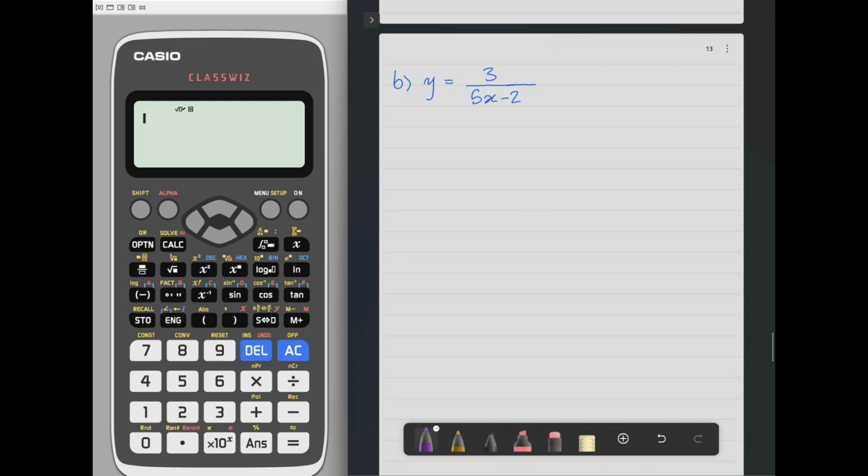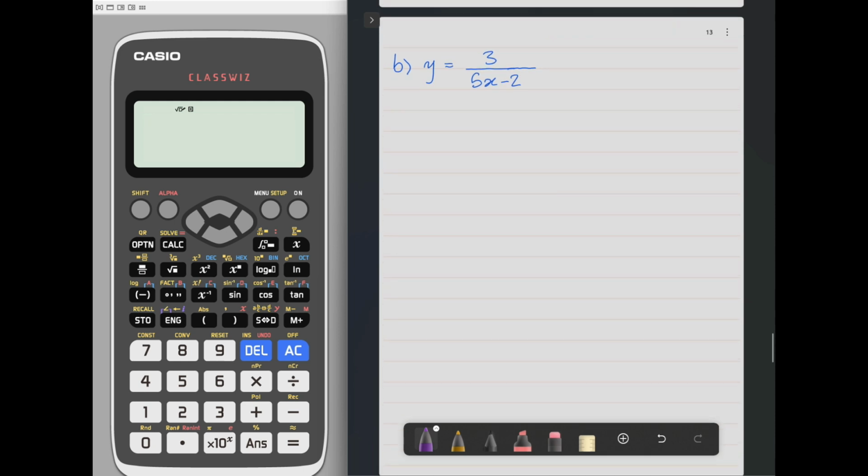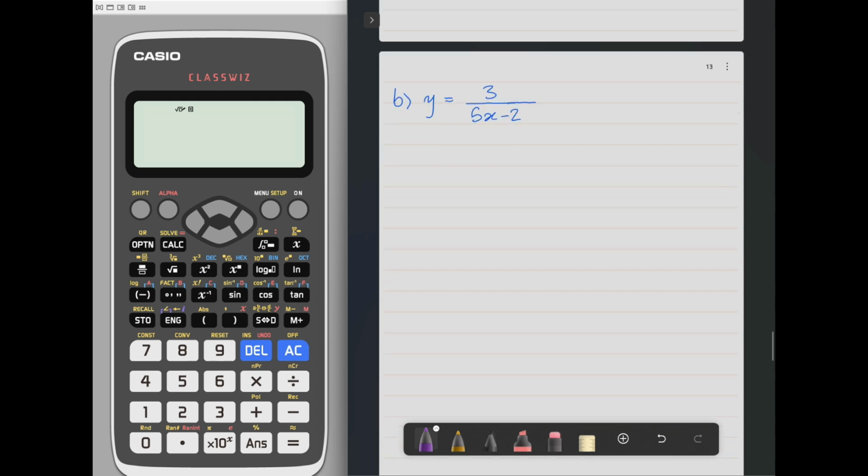Let's move to part B. So 3 over 5x minus 2. I'm just going to do the intersection points first. So for the y-intercept, x is equal to 0, so y is going to be 3 over 5 times 0 minus 2, which is going to be minus 3 over 2.